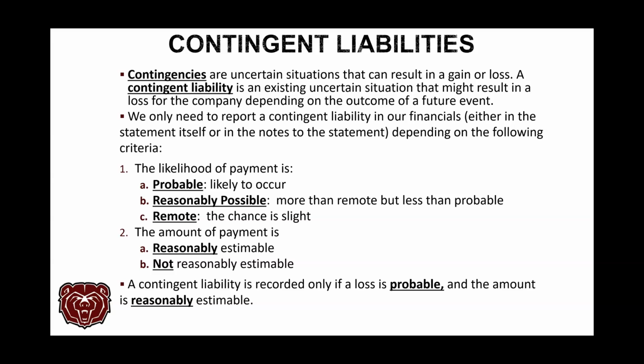The next thing you need to take into consideration is the amount of the payment. Is the amount of the payment reasonably estimable for us? If it is, good. But the flip side of that coin is that it's not reasonably estimable. It's hard for us to make that estimate. Contingent liabilities only need to be recorded if the loss is probable and the amount is reasonably estimable. Highlight that, know that, because that is what you'll be tested on from a conceptual standpoint. So highlight that bottom line right there and just know it.